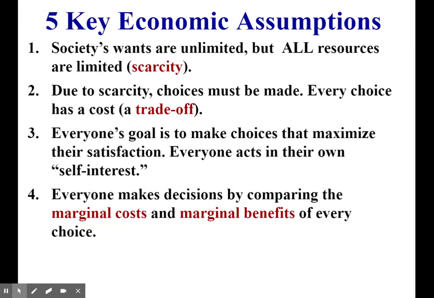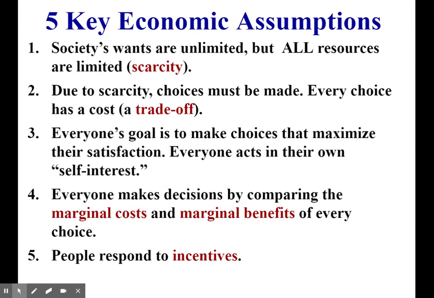Fourth, everything that we do is decided by comparing marginal costs and marginal benefits. And we'll talk about the definition of marginal here in a second. But it's essentially a cost-benefit analysis done most of the time subconsciously. And then last, we always assume that people respond to incentives. So we can look at a certain scenario and we can base our understanding of what will happen because of the incentives that are provided.